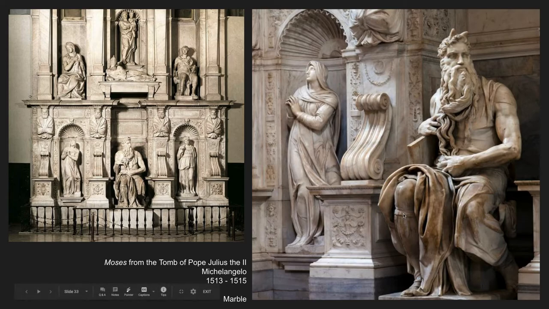Let me tell you a story. There used to be a time in which people genuinely believed that Moses had horns coming out of his head. I know, that sounds crazy. It actually comes from a mistranslation of ancient Hebrew text.